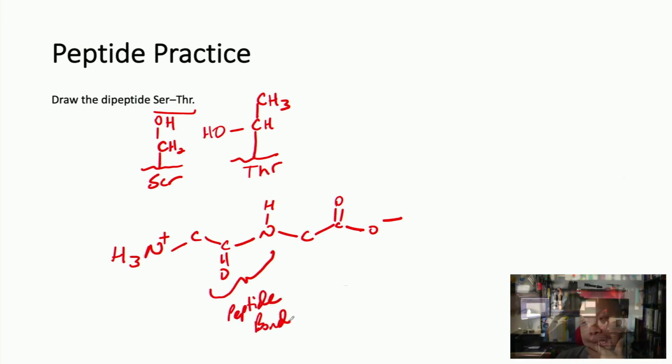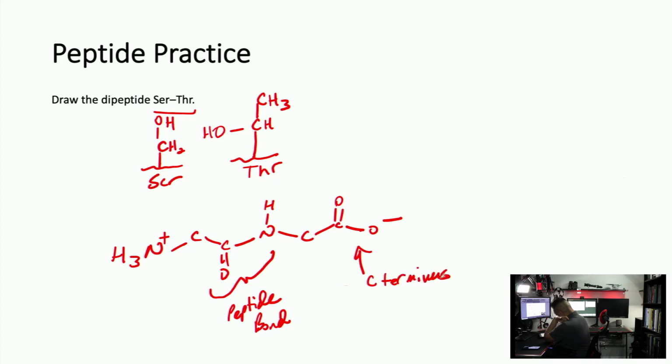Right? That's the peptide bond. This side right here is the C terminus. And this side right here is the N terminus. Right? And I've drawn everything there except for the hydrogens and the R groups on the alpha carbons, right?